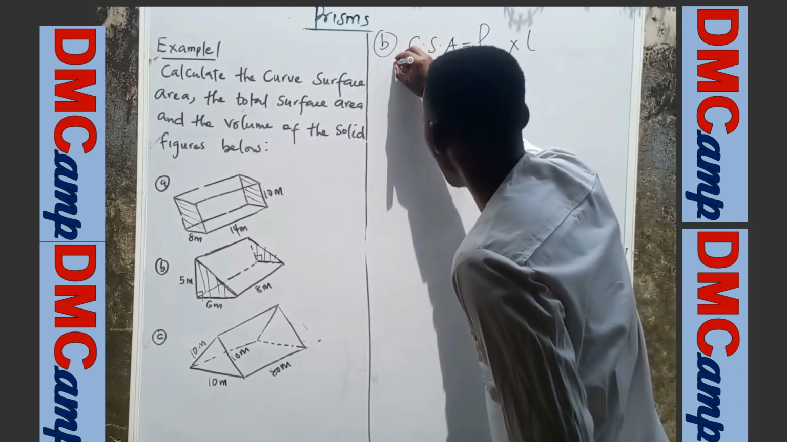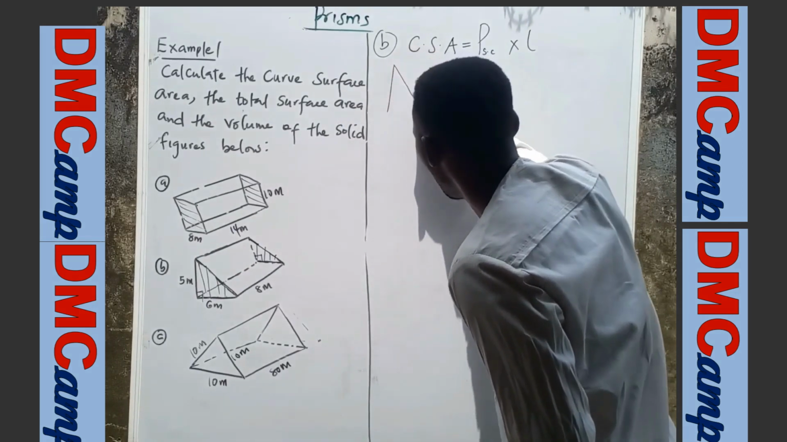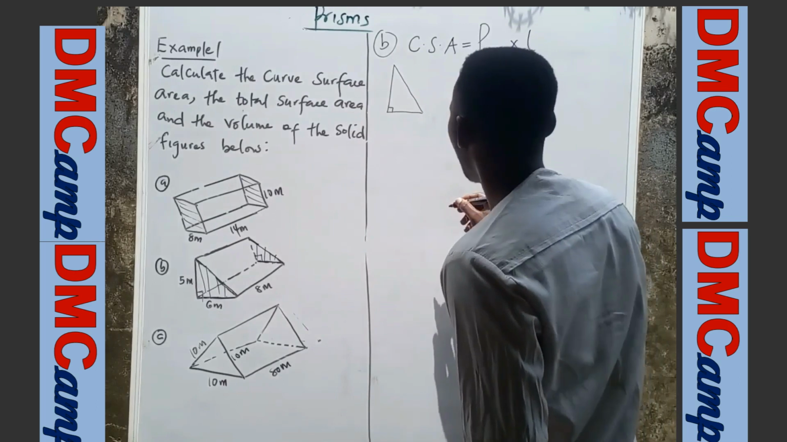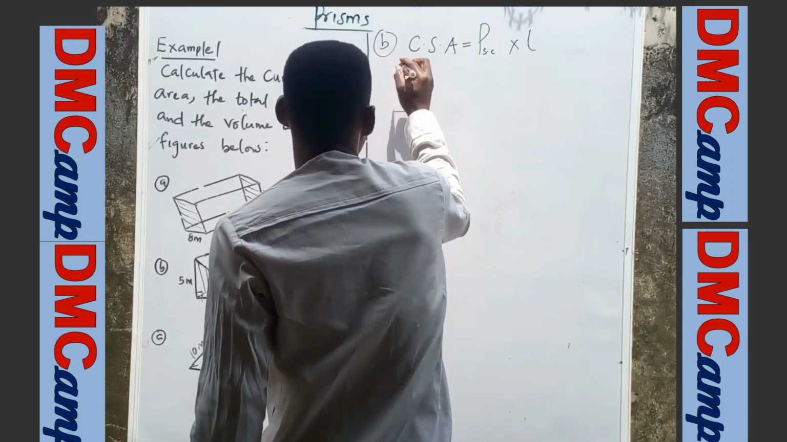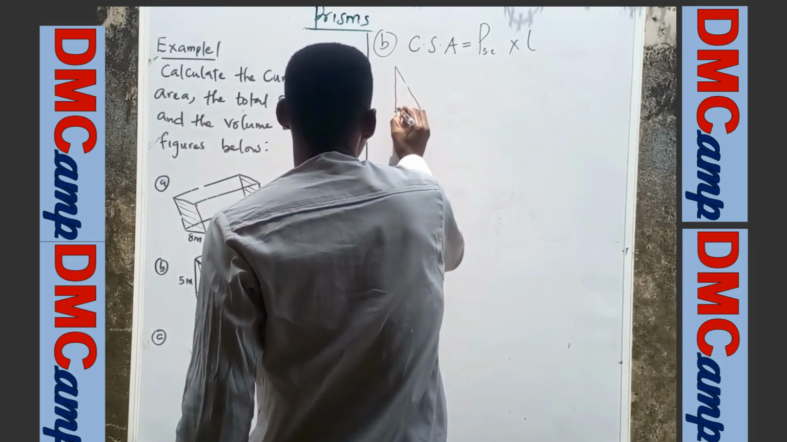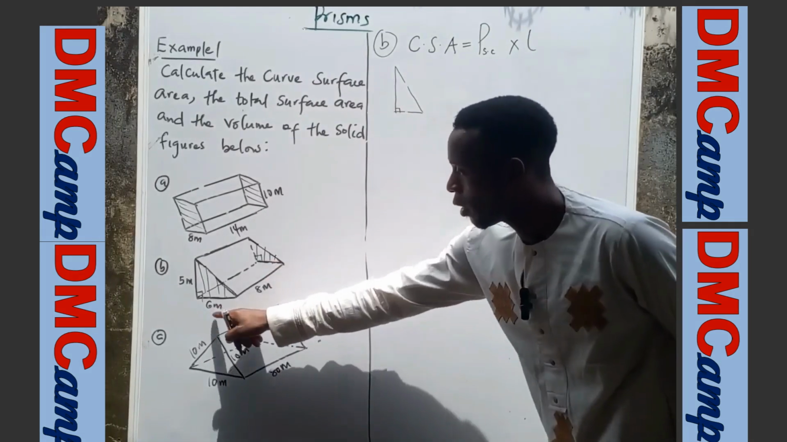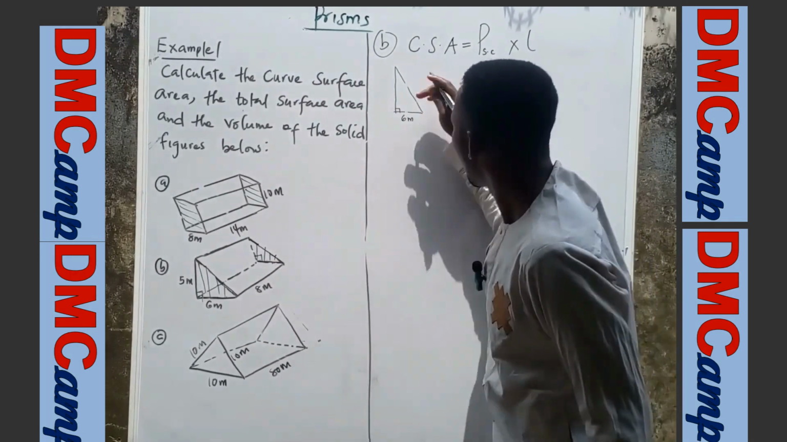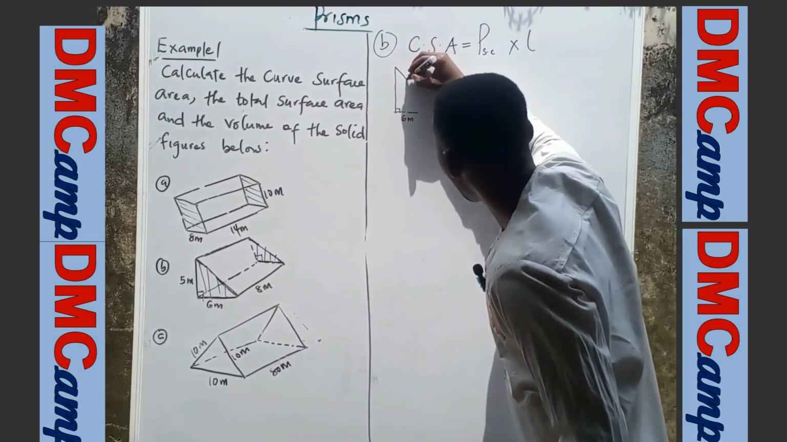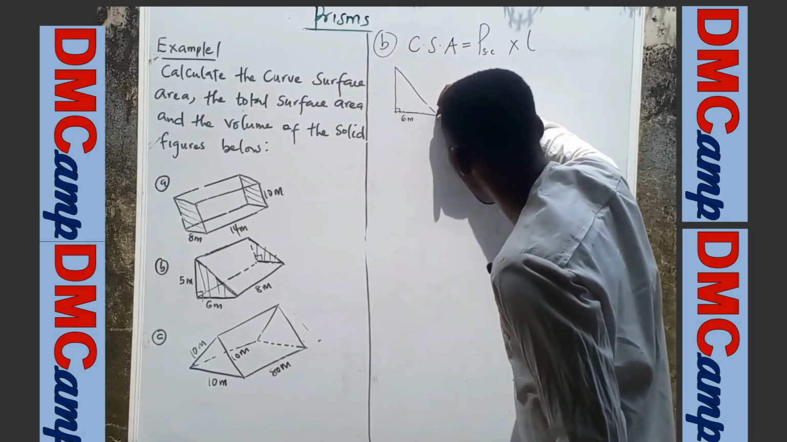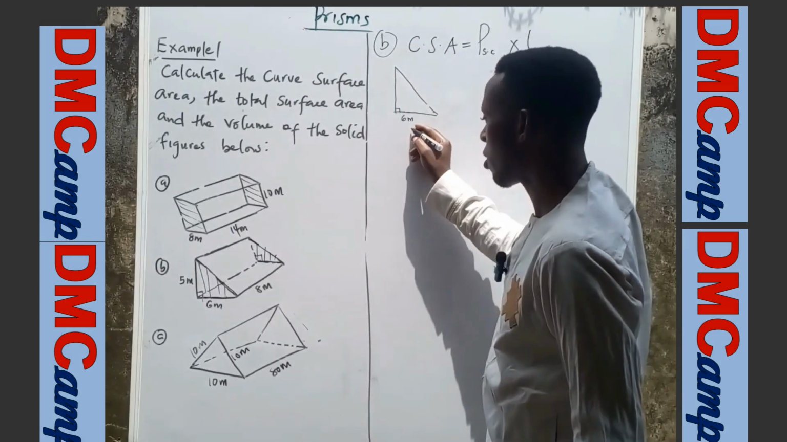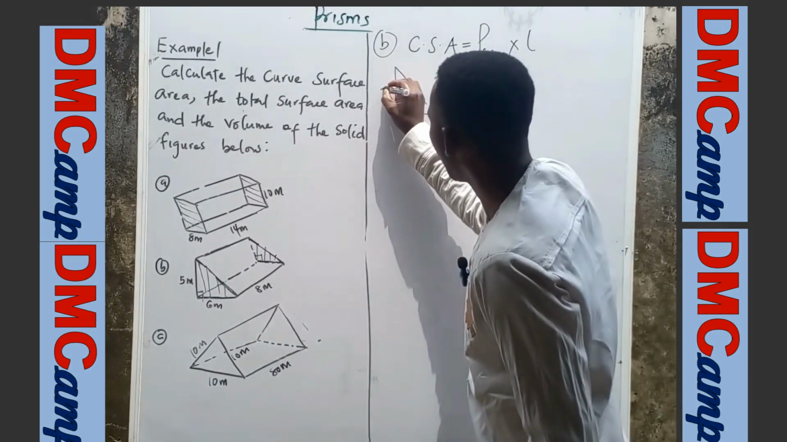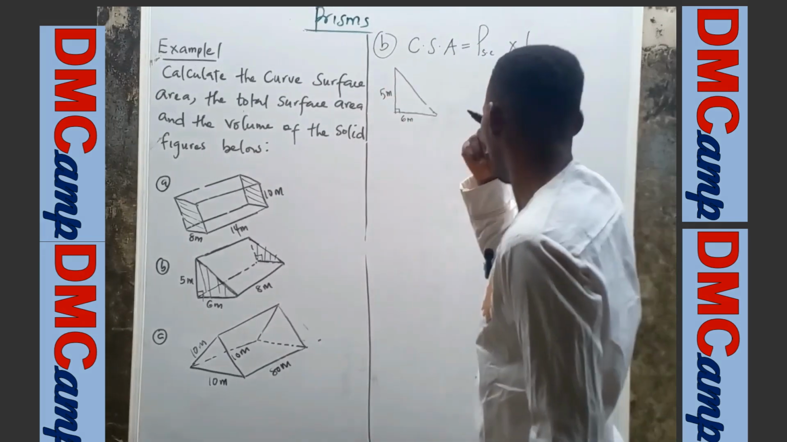So let me bring this out. You have this, you have this, you have this. Here is 90 degrees. Here is 90 degrees. Here is 6 centimeter. Then it's longer, a little bit longer. So here is 6 meter, and here is 5 meter.